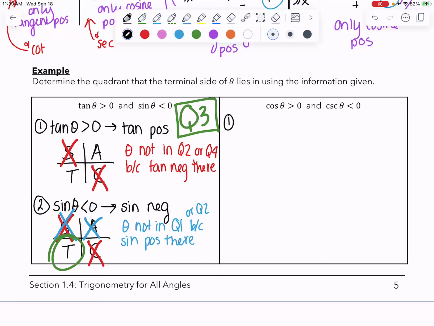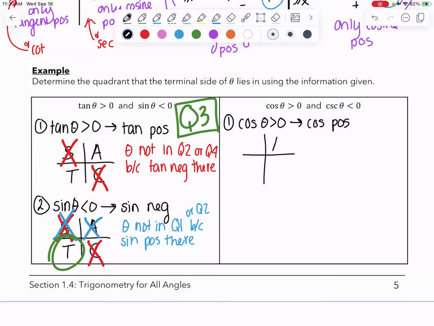All right, if you want an opportunity to try this one for yourself before I start going through the answer, go ahead and pause the video. All right, we're going for it. So first bit of information here, cosine of theta is greater than 0. That means that cosine is positive.